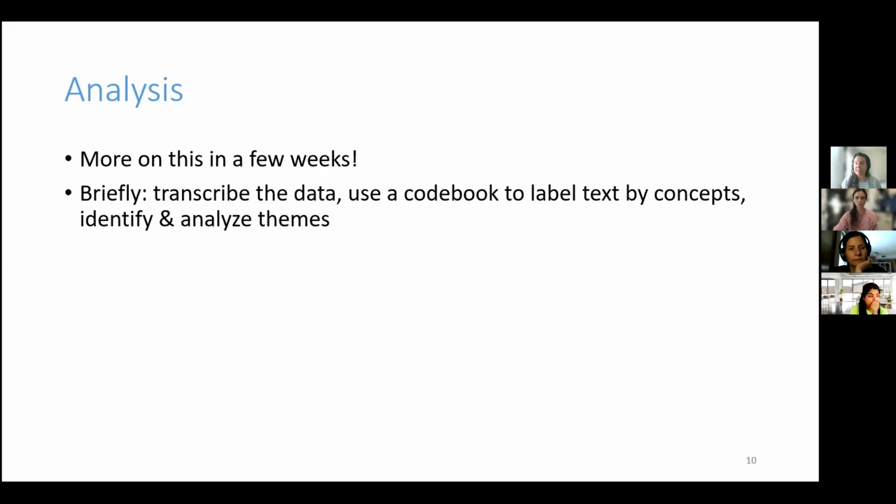It varies depending on whether you're doing deductive or inductive research, and we'll talk about that. But you have this code book, you label the text, and then based on the codes, you then identify and analyze themes that emerge from the qualitative data. And we'll actually have a little bit of practice with this, and I'll show you some examples when we talk about qualitative analysis in a few weeks.